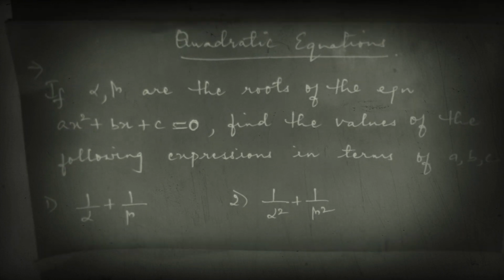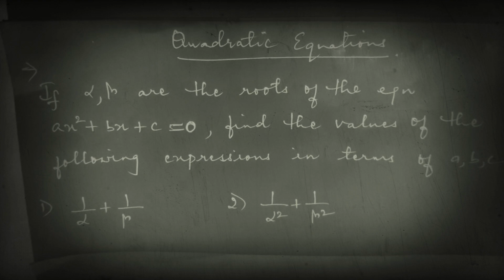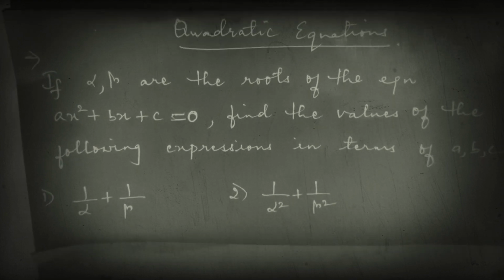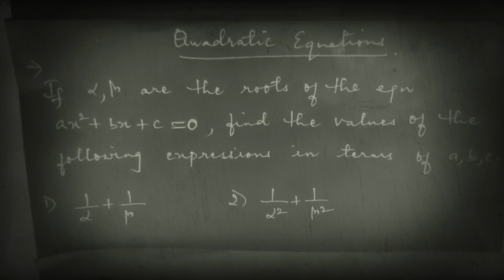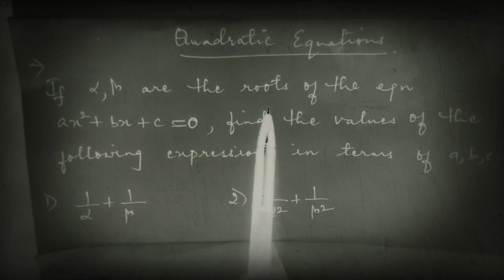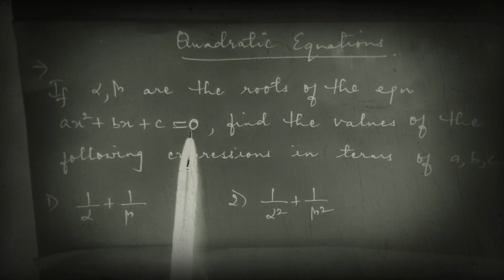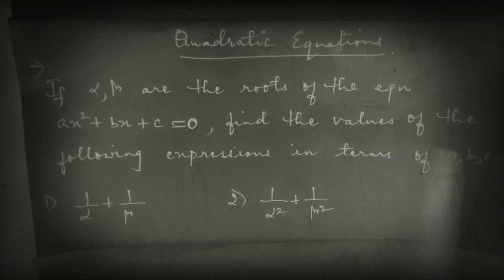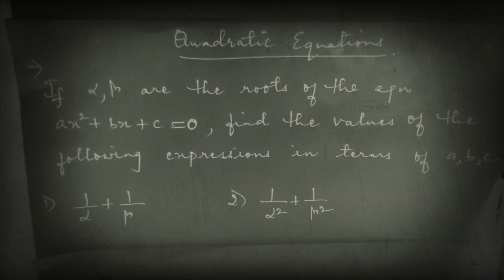Now, in this session, we will be dealing with problems relating to sum and product of the roots of a quadratic equation in a standard form. Okay, let's see the question. If alpha, beta are the roots of the equation ax square plus bx plus c equal to 0, find the values of the following expressions in terms of a, b, c.